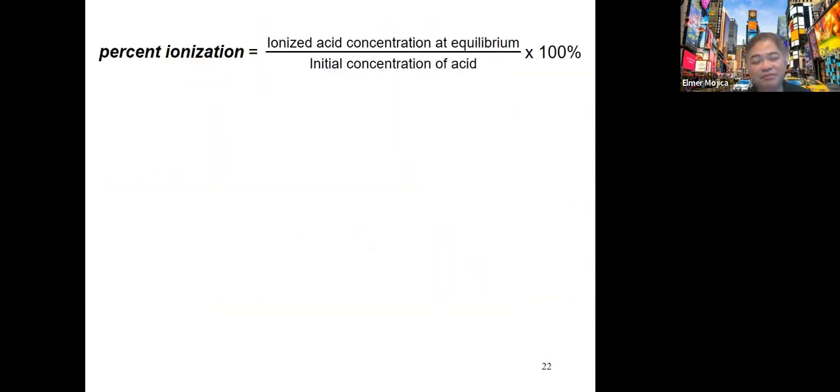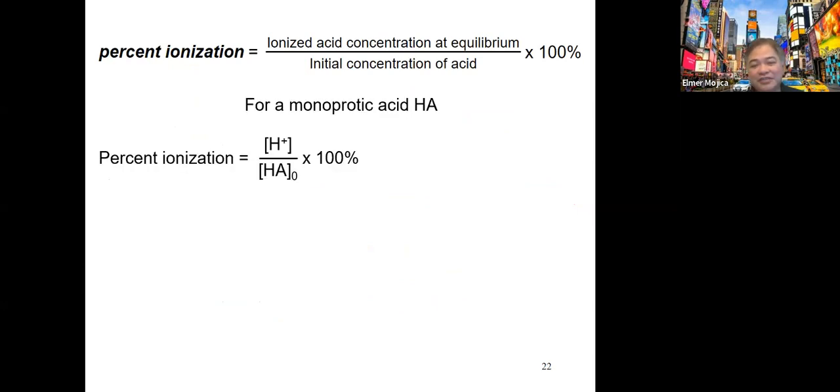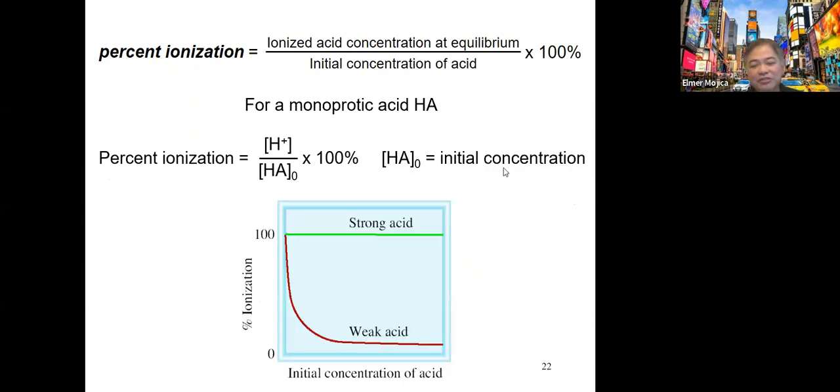So again, the percent ionization is the concentration of hydrogen ion divided by the initial concentration times 100. If we look at the difference between a strong acid and a weak acid in terms of percent ionization, as you could see, strong acid is always 100%. Weak acid, look at this. What do you think happened? The more diluted, what is the effect on the percent ionization? If you can interpret a plot or graph.